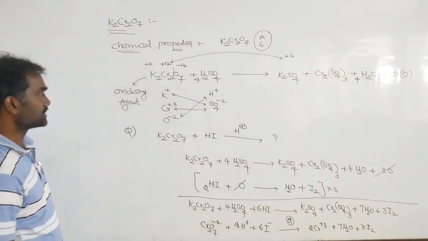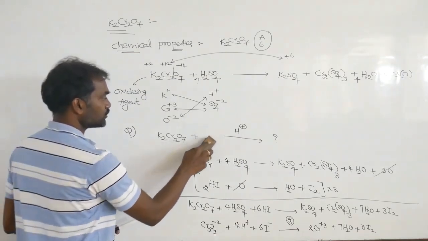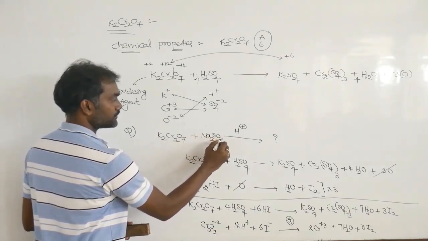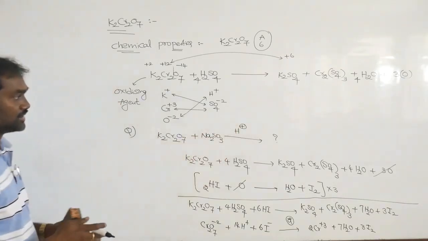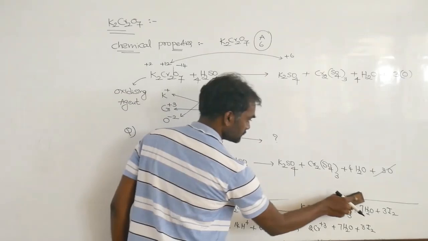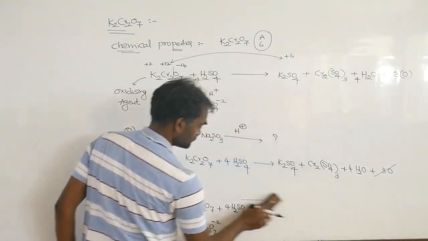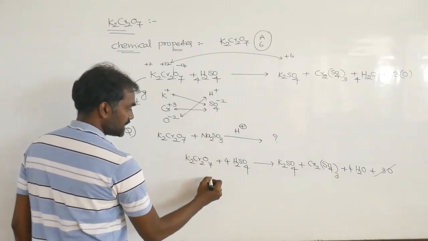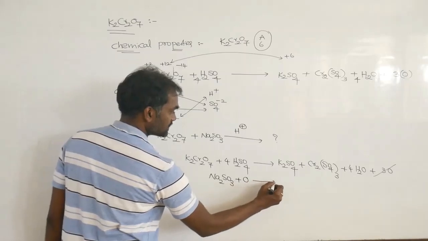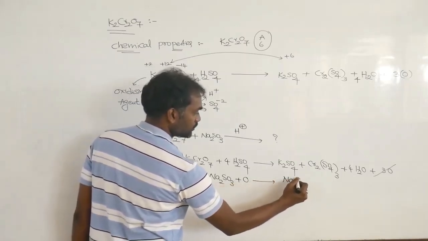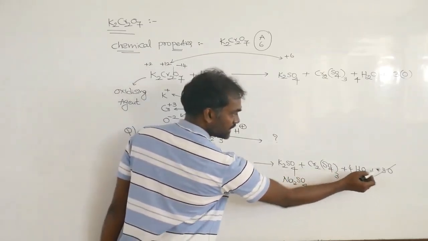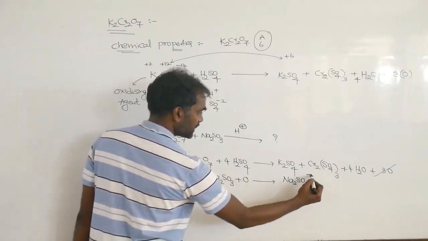Next, we will see some other examples. So K2Cr2O7, I am taking with Na2SO3 in acidic medium. What happens? First of all, you take that basic equation. Next, this Na2SO3 takes that nascent oxygen, so it becomes Na2SO4. Here one nascent oxygen is utilized, here 3 are coming, so you multiply by 3.